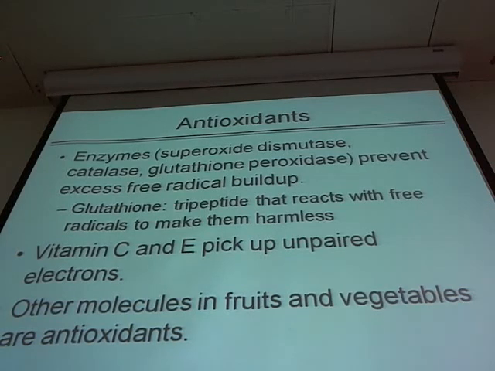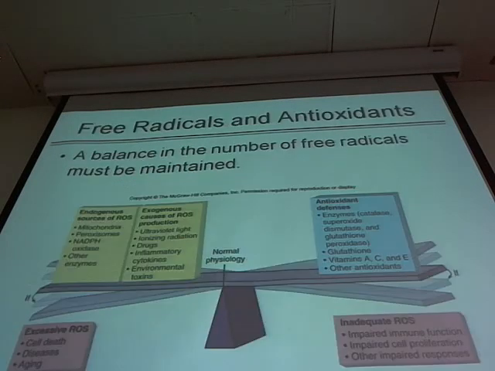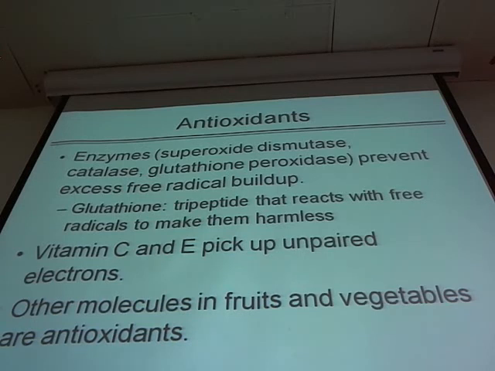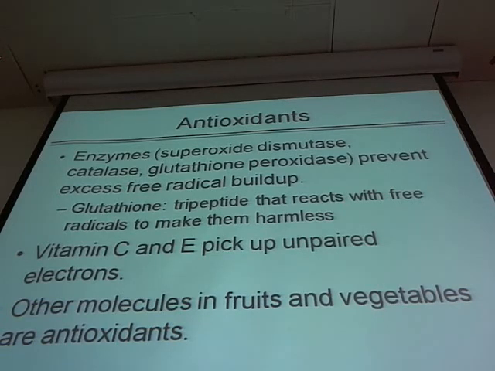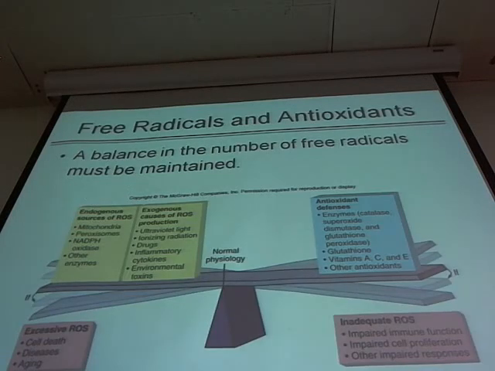Antioxidants, enzymes, catalase. Is he going into this, or do we need to spend a lot of time on it? Just know the antioxidants. You need to know what the antioxidants are. Vitamin C and E pick up unpaired electrons from free radicals. Other molecules in fruits and vegetables are antioxidants. That's why they tell you to buy blueberries, huge in antioxidants. Pomegranate, blueberry, coffee, dark veggies and dark chocolate. Always look for dark. This is in your book, I believe.